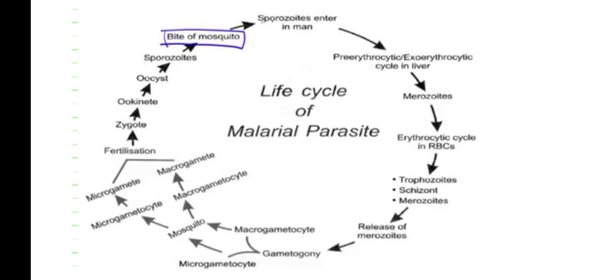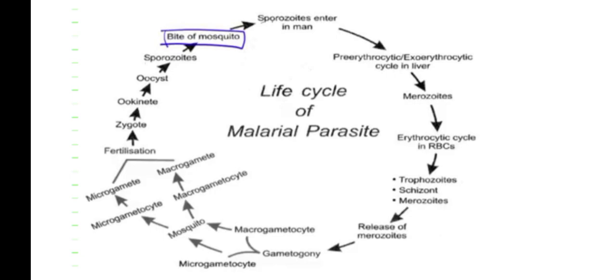So remember, we started with the bite from an infected female Anopheles mosquito. When the female Anopheles mosquito bites a healthy human, it will inject the sporozoite, because the sporozoite is the infective form of the Plasmodium parasite. This sporozoite will enter into the human body and move directly to the liver.